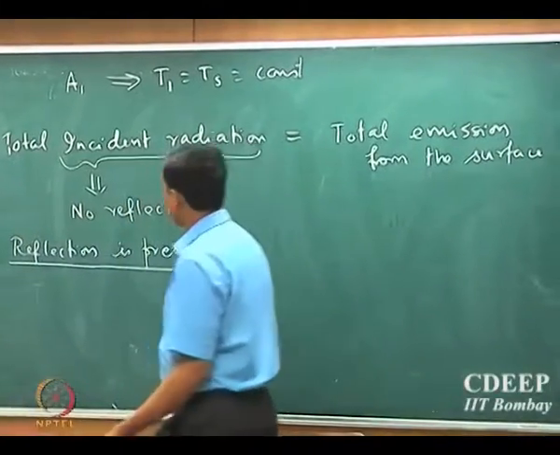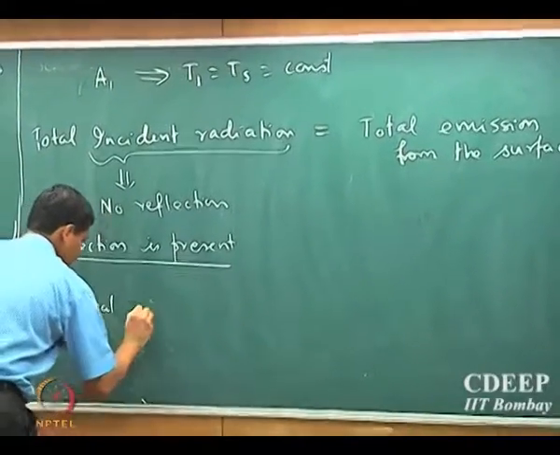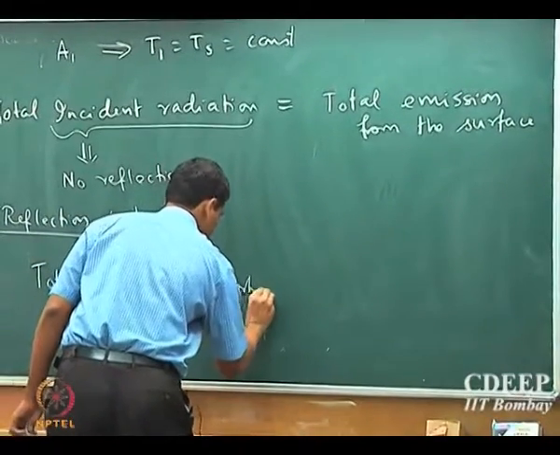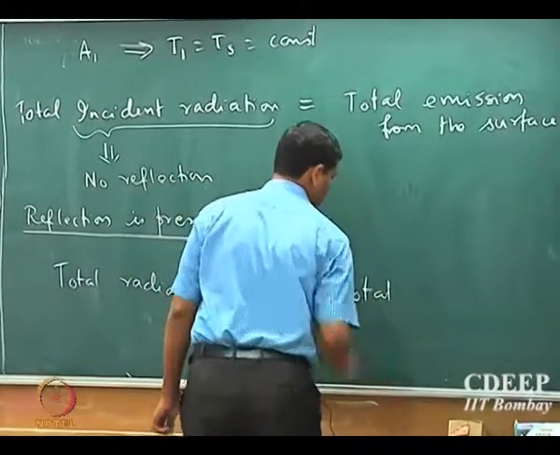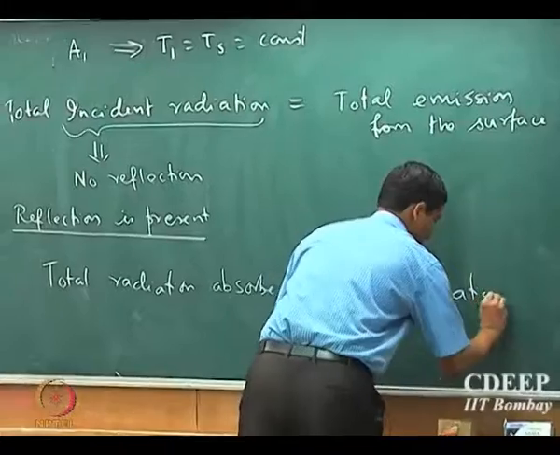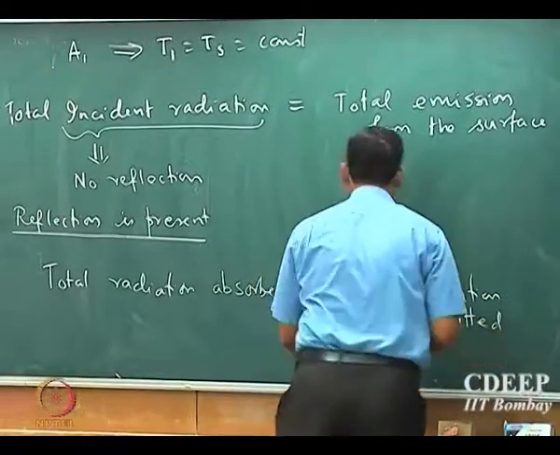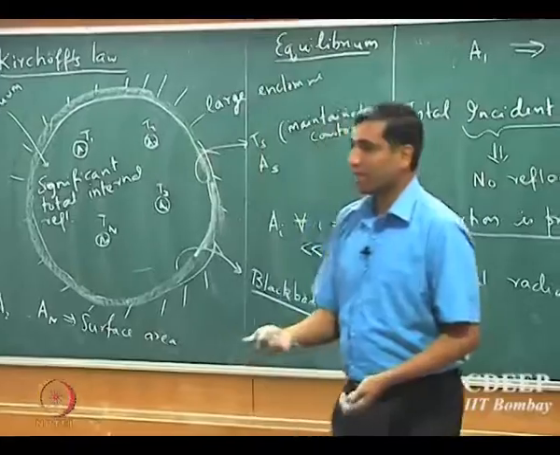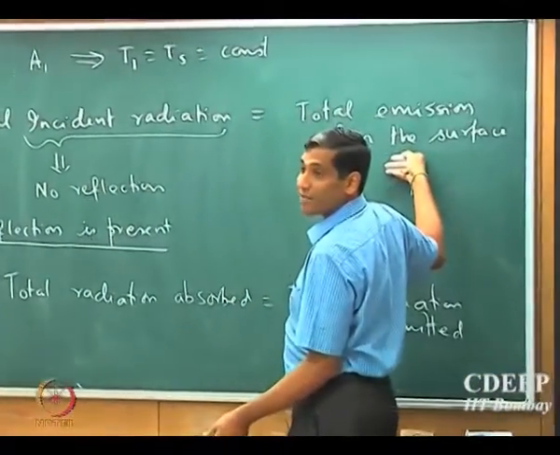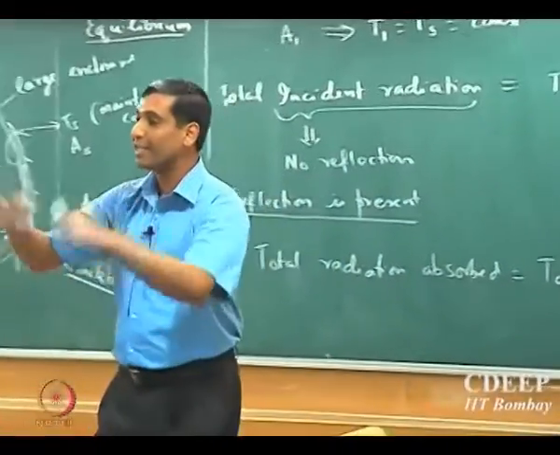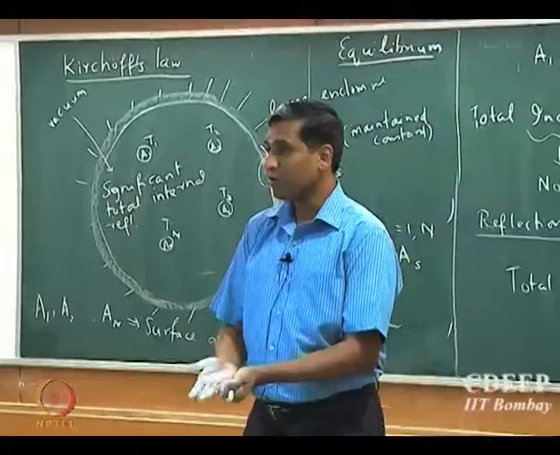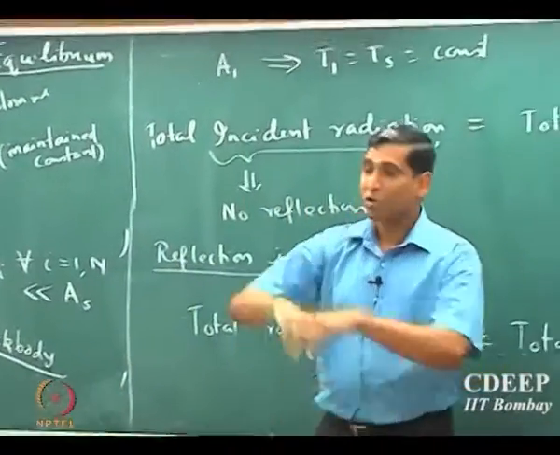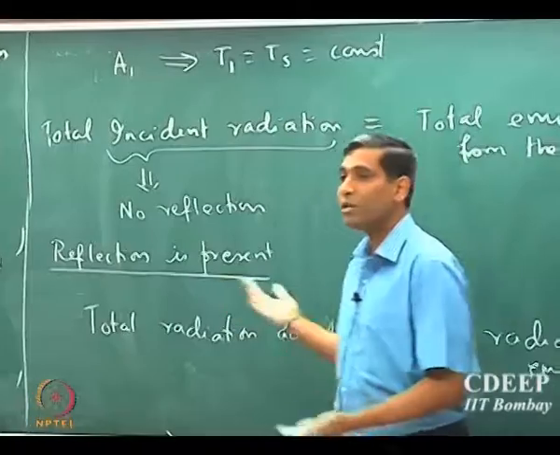Supposing reflection is present, then the total radiation absorbed should equal the total radiation emitted. Otherwise, there is going to be a change in the temperature. Transmission is not a problem because whatever is transmitted is covered in emission. Whatever total amount of radiation leaves the surface from everywhere around includes transmission, so you will not be able to differentiate between them.